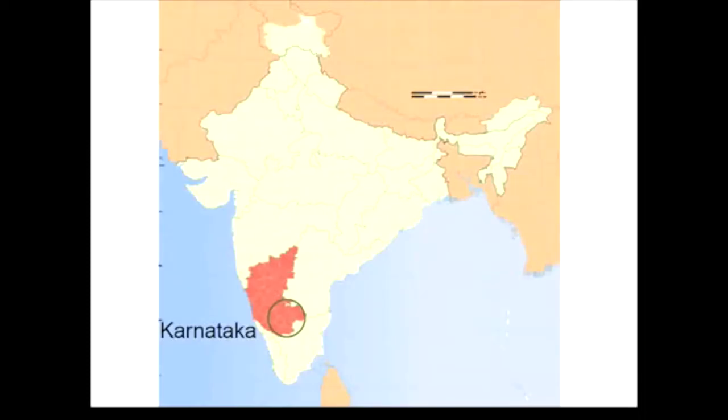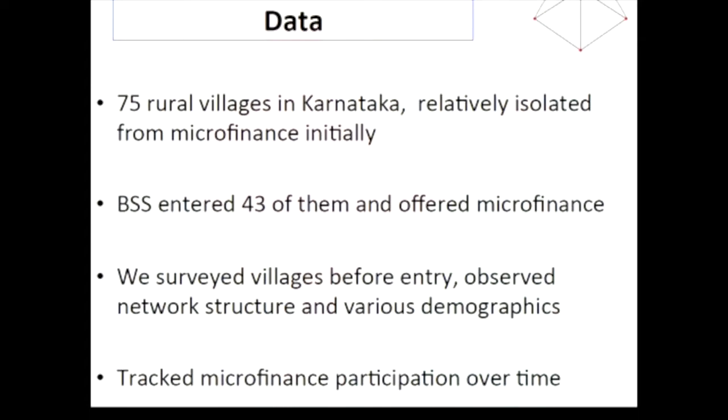If you don't know where Karnataka is, it's this area here. Most of the villages were fairly close to Bangalore, so most of the villages are in this part right here. They're relatively isolated. There's sericulture, so silkworm production, finger millet, some pineapple production, rice. So there's a variation in different kinds of production. Fairly poor. I can show you some demographics.